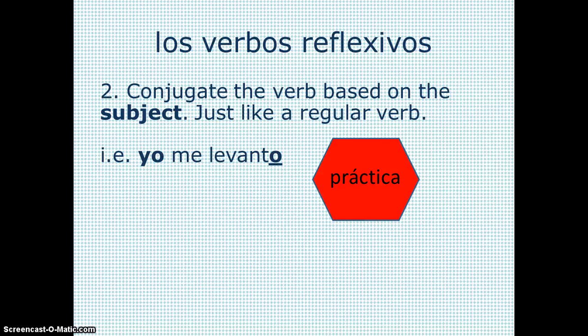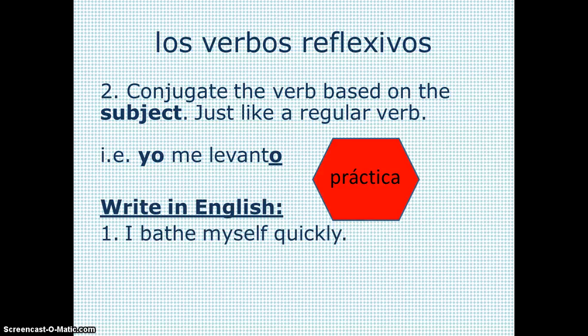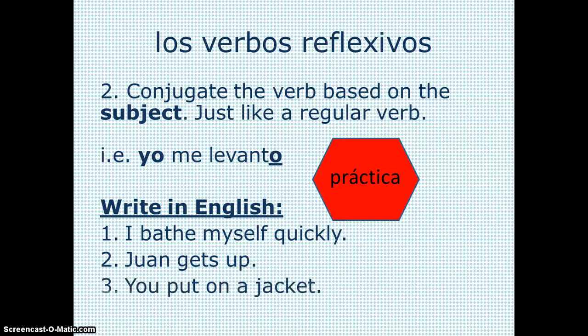Okay, let's see how you did. Me baño rápidamente. I bathe myself quickly. Número 2. Juan se despierta. Juan gets up. And finally, número 3. Te pones la chaqueta. You put on a jacket. Easy peasy, lemon squeezy.